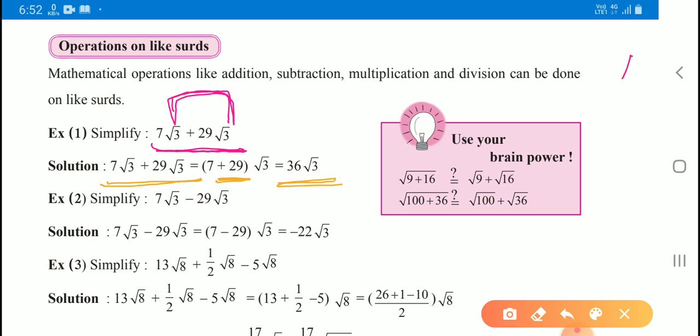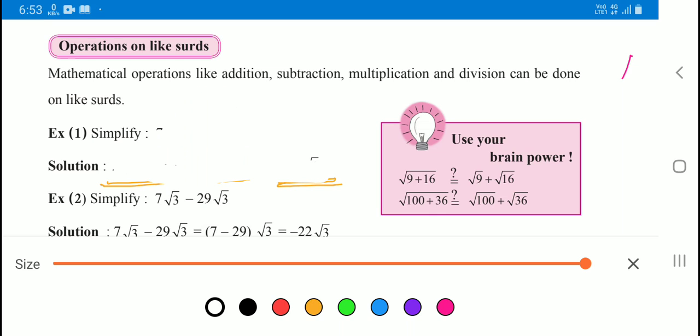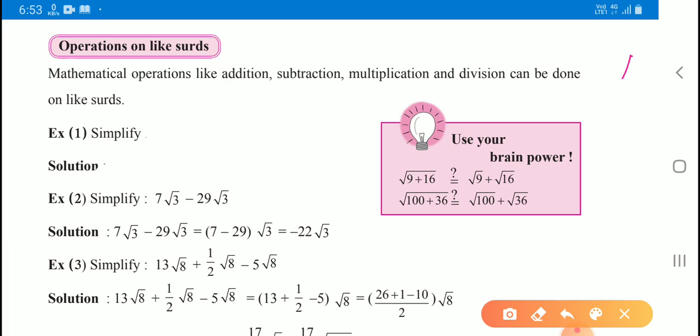In place of this 7, 29 root 3, we'll take another number and we will see the example. I will take another number and we'll solve that example of addition. I will write here 12 root 5 plus 15 root 5. Now how to solve?